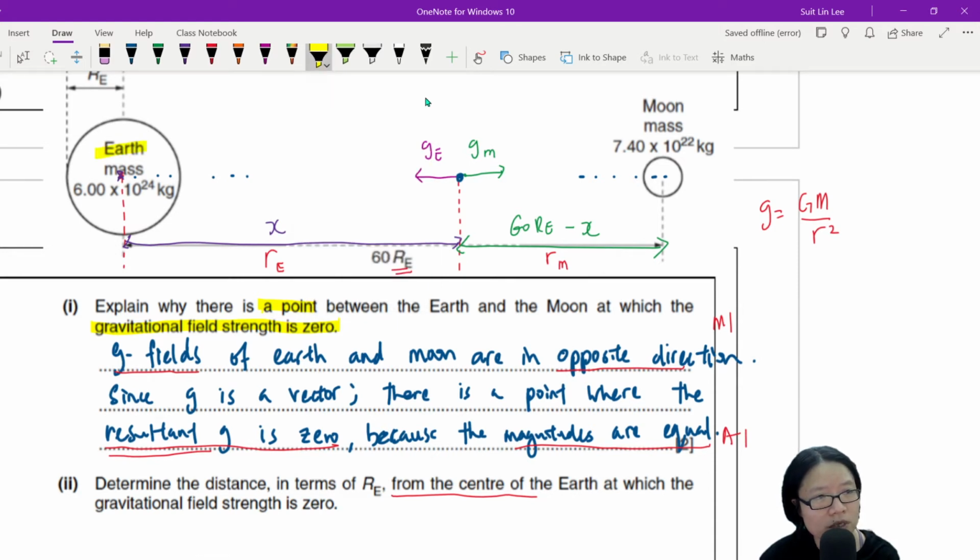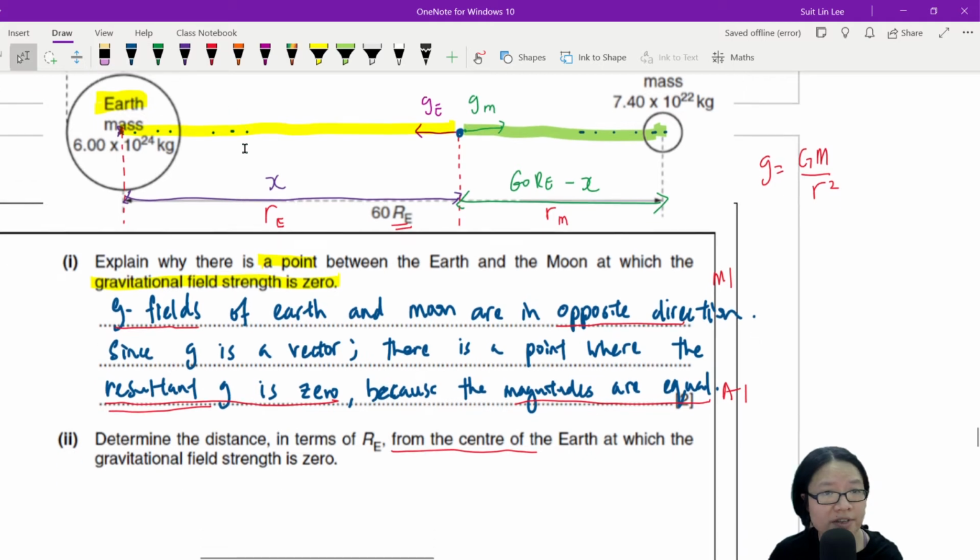Okay? So for Earth, we will measure the distance from here all the way to here in our equation. And then for the moon, we're going to measure the distance from here to here. Okay? So now I'm going to start with the equation first.